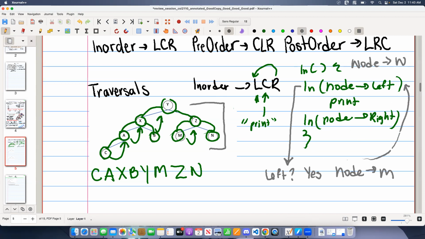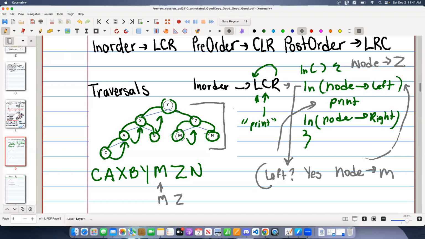Is there a left? No. Then we print M. So now we see here, M is now printed. Okay. And then after we print, we go to the right. Is there a right? No. Then we go back up because the next call in the stack is Z. Sorry, I did not mean to write M. This is Z. So we go to the call that called this function because now we've returned back to it. So now we have Z. Z stopped at its left because Z called this. So once it's returned, we return back to the print. So the next thing that we print is Z.